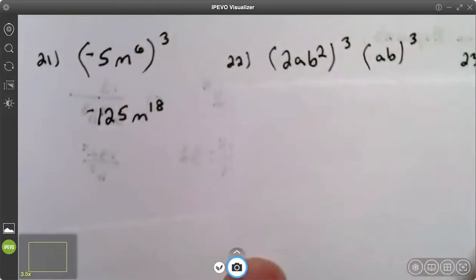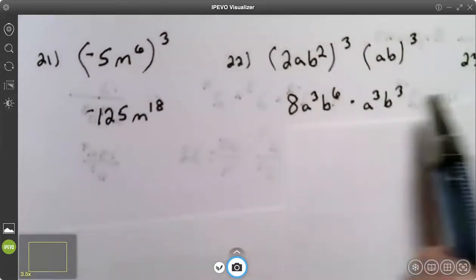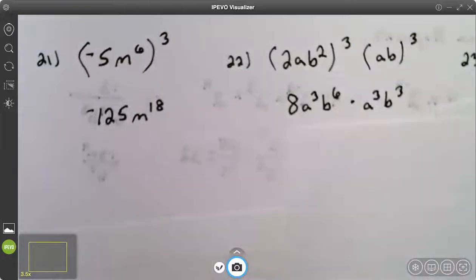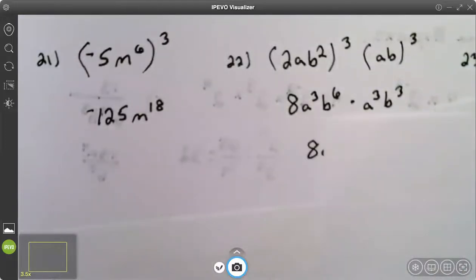Number 22, my first grouping, 2 cubed is 8. 1 times 3 on the A's is 3. 2 times 3 on the B's is 6. 3 times 1 on the A's is 3. 3 times 1 on the B's is 3. Then I multiply. 8 times 1 is 8. On the A's, 3 plus 3 is 6. On the B's, 6 plus 3 is 9. Your answer is 8, a to the 6th, b to the 9th.